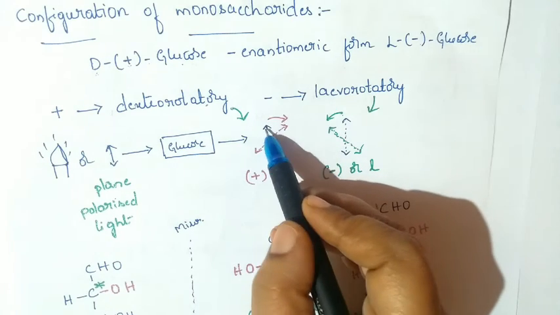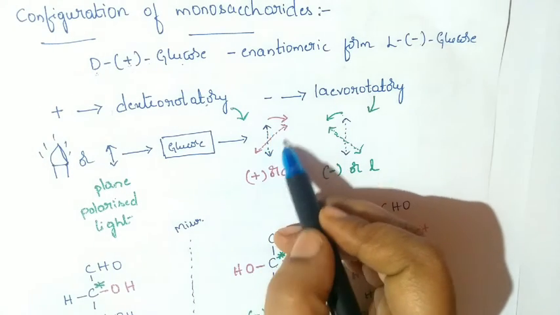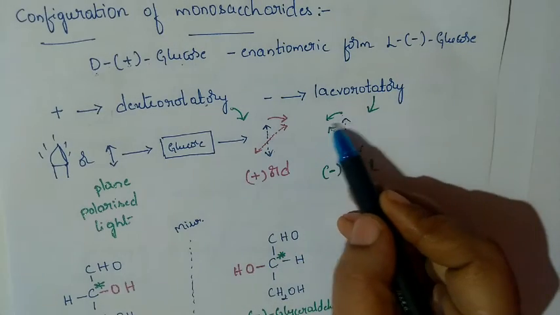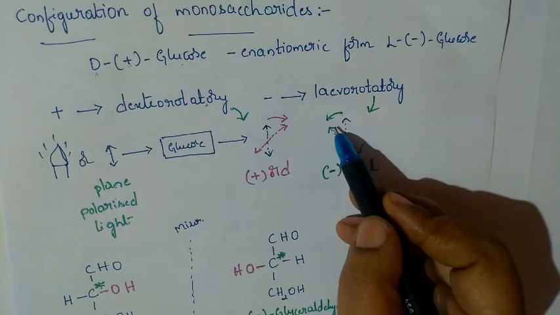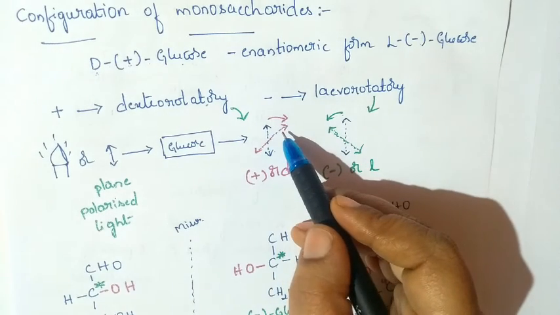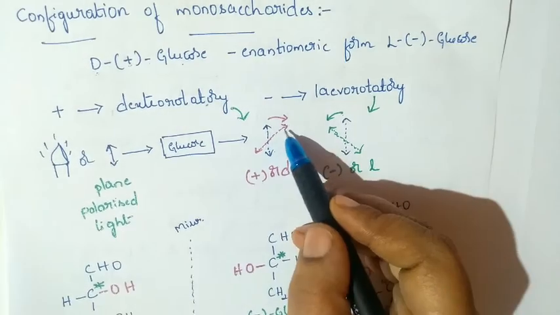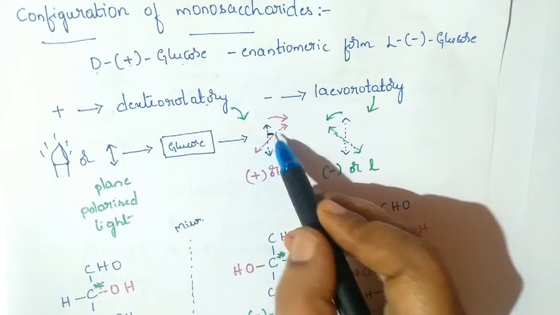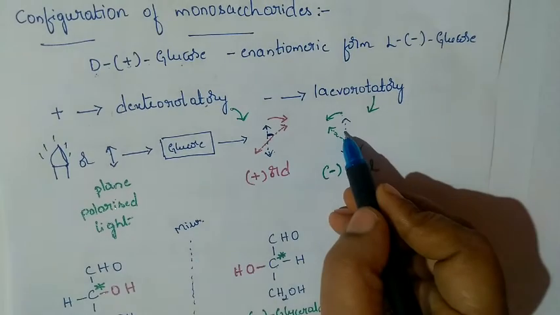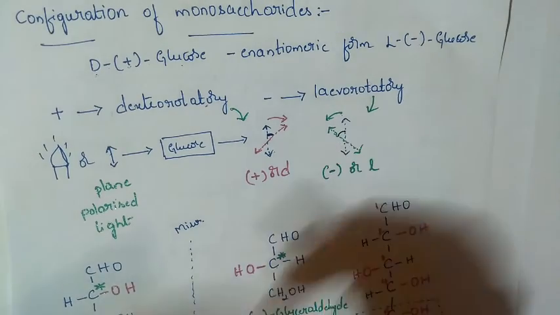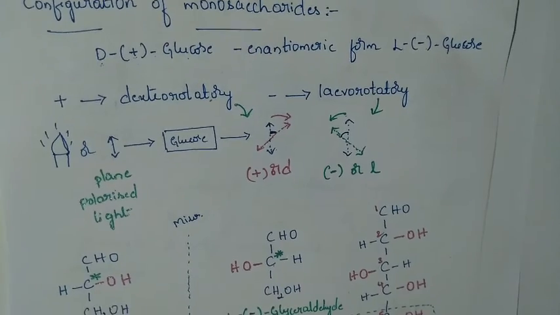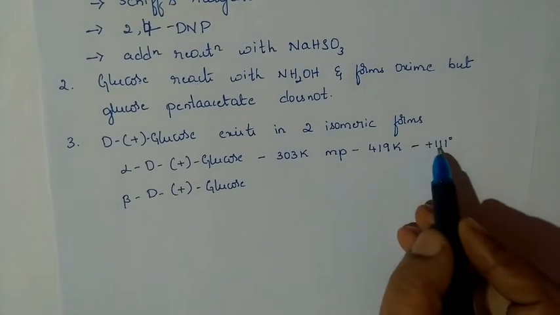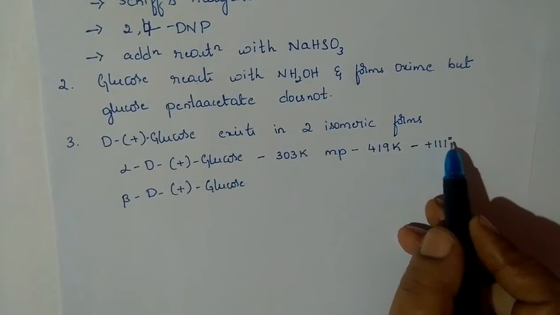How much it has been rotated. It might be 90 degree, it might be 180 degree, like that. Here it has been rotated very slightly. It is measured in terms of angles, in terms of degrees. This is what the specific rotation indicates, the angle of rotation. That specific rotation is plus 111 degree.